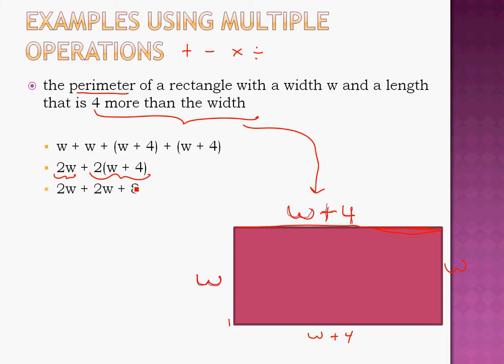If I wanted to simplify that further, I could take this 2 times W and 2 times 4, which would give me 2W plus 8. And lastly, 2W plus 2W is 4W plus 8. Any one of these 4 steps could represent the perimeter of the rectangle.